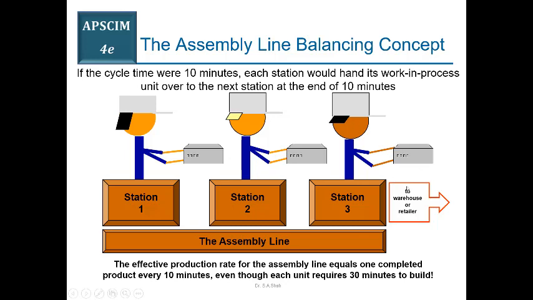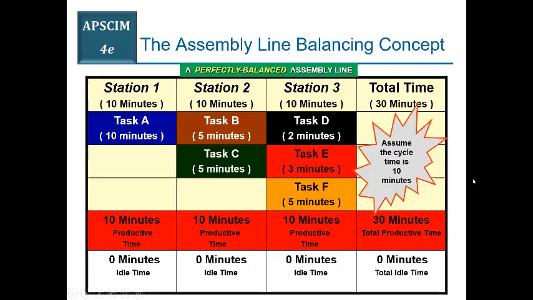So the cycle time, or you can say the production rate of the system, is one piece or one part per 10 minutes. Okay? So after every 10 minutes, you have one part coming out of this system.